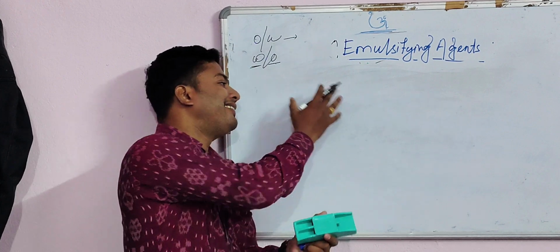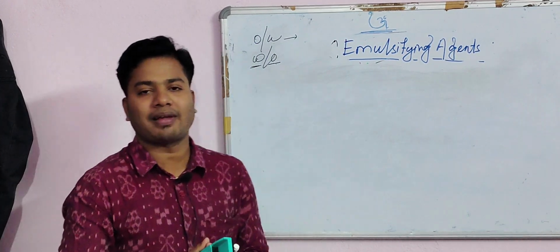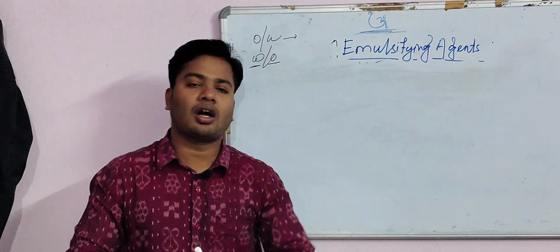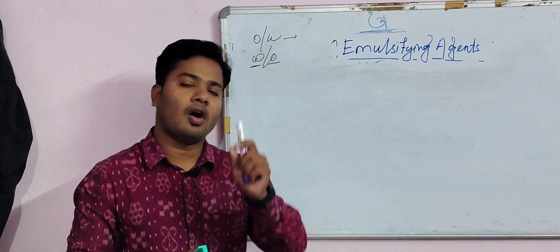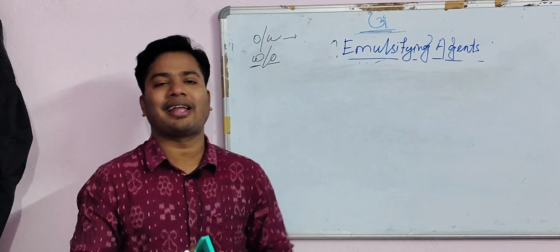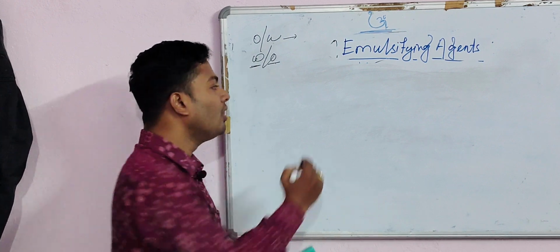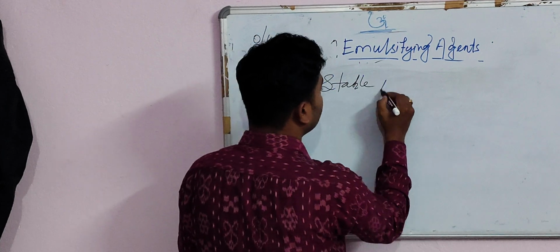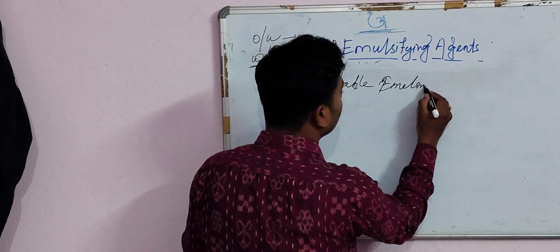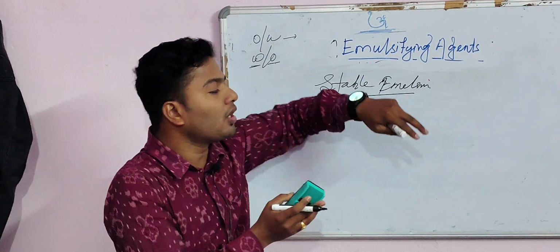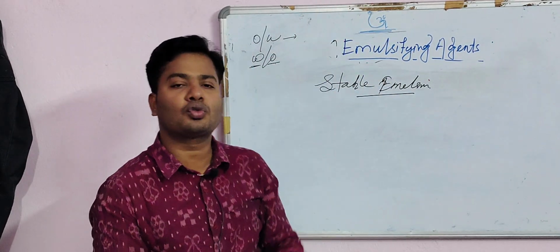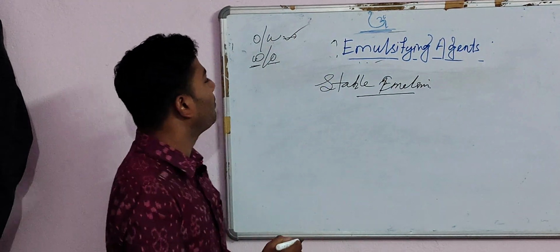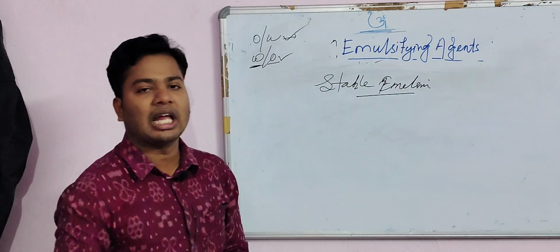Because all of you know, in this class I had discussed the classification of emulsifying agents. In this classification, you learned there are multiple emulsifying agents available to prepare a stable emulsion. So how to choose from the multiple emulsifying agents? How to choose which one is the best emulsifying agent for the preparation of O/W type of emulsion, or for the preparation of W/O type of emulsion?